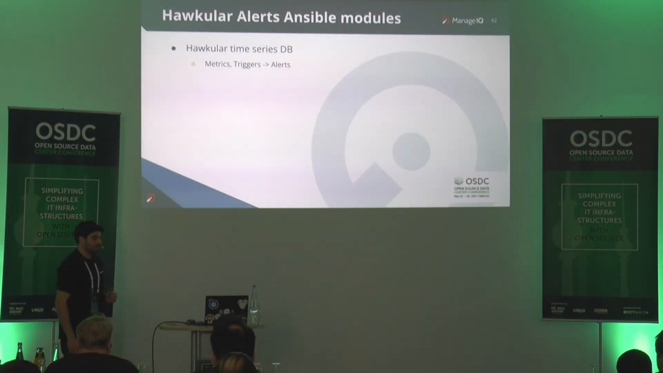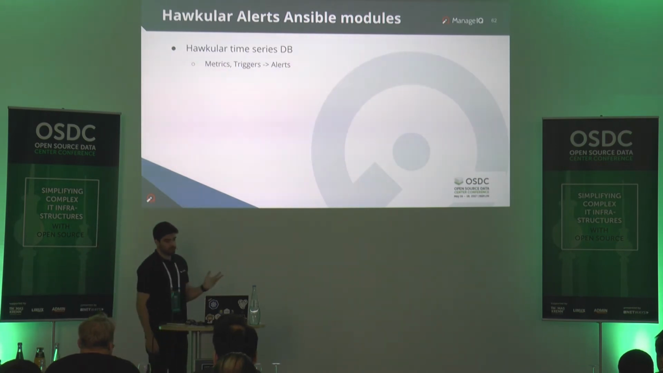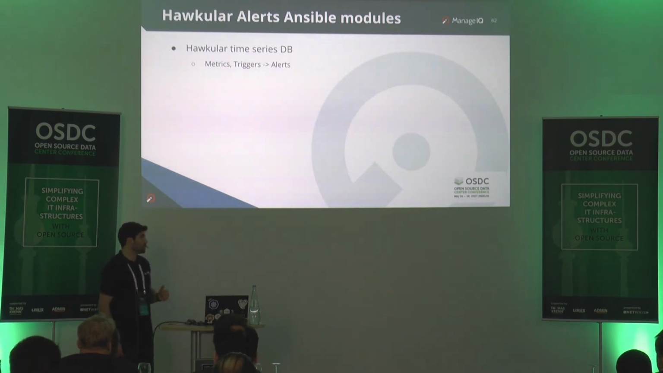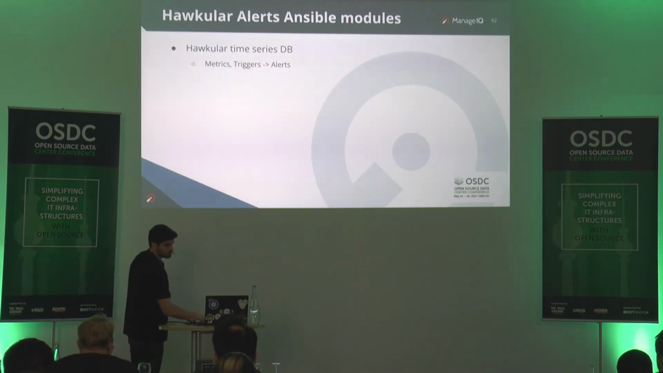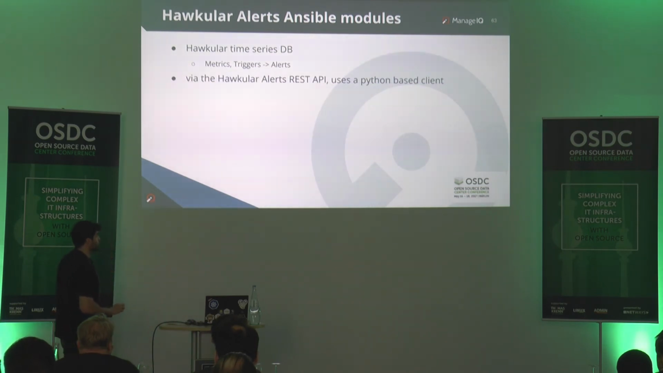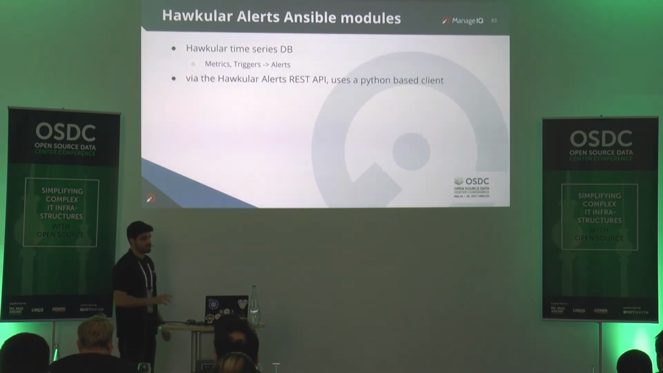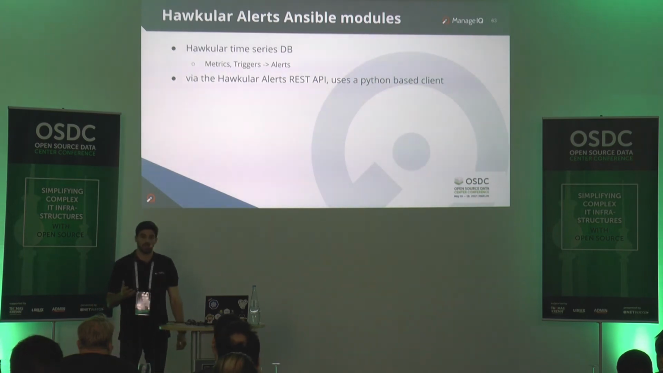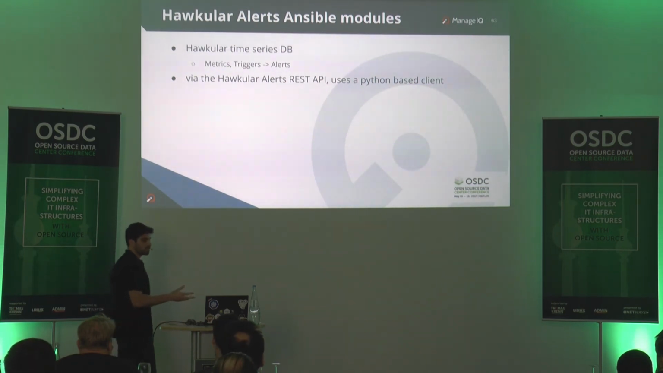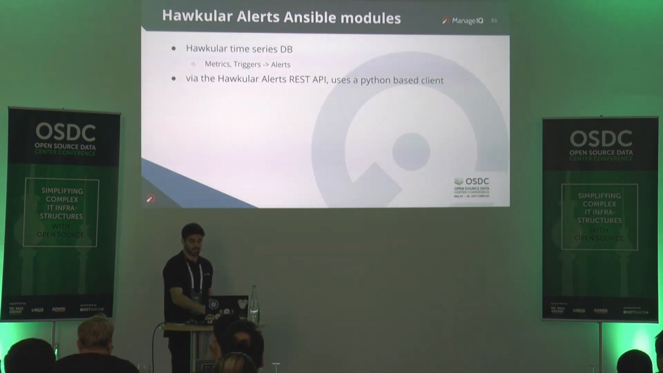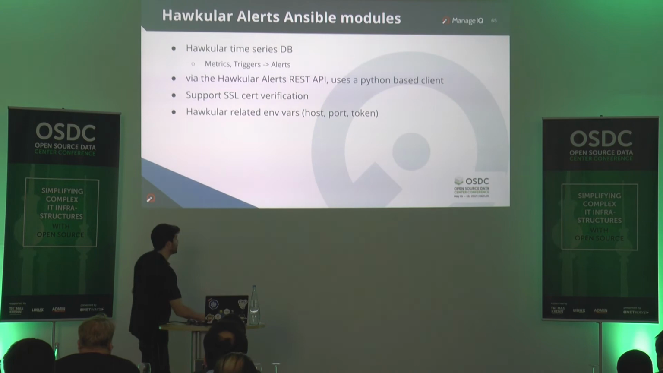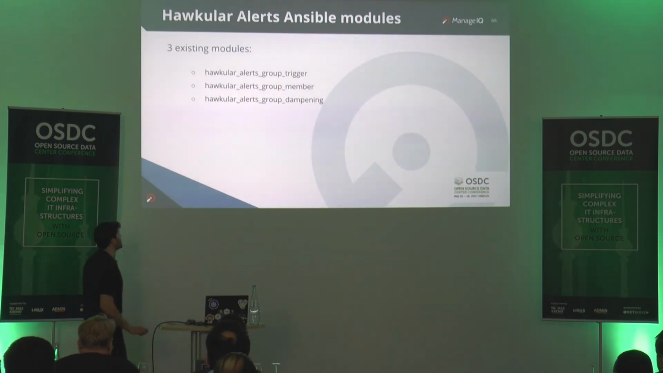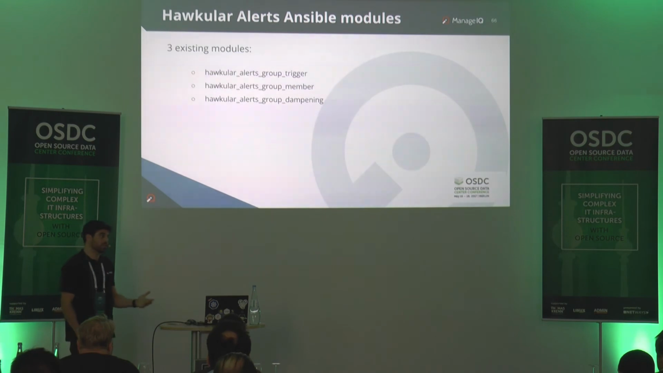So again, Hawkular is a time series DB by Red Hat, yet another one based on Cassandra. It stores metrics. You can define certain triggers and receive the alerts. It also works through the Hawkular Alerts REST API and uses a Python-based client. And again, I'm one of the maintainers, and we are also working on a PyPI package for it so that you can use it more easily. It also supports SSL cert verification, and you can define your environment variables. Now we have 3 existing modules. Obviously, there are going to be more.